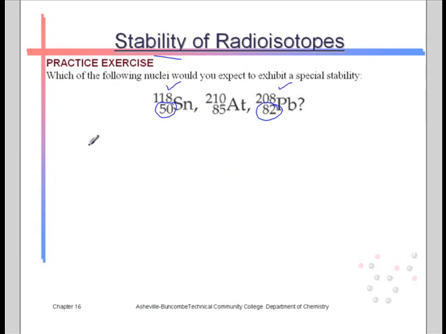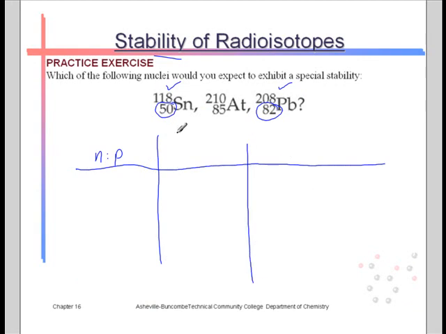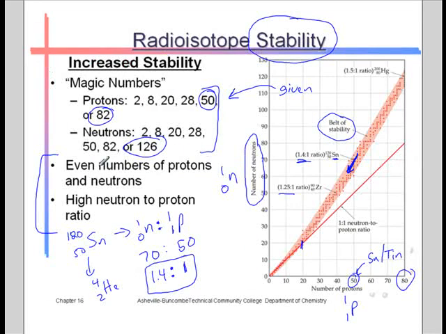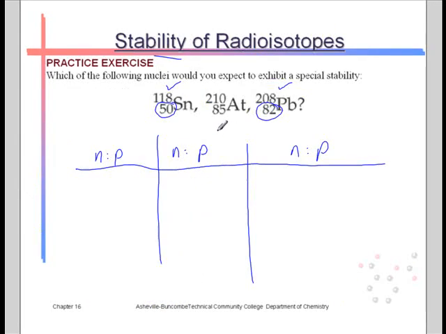And again, I'm not going to have you memorize the numbers. I would actually give you the magic numbers if I want you to use them. But you will have that chart showing the band of stability, and then the other two bullets on this list, the even number of protons and neutrons and the high neutron to proton ratio. You should be able to use that kind of information in conjunction with the chart here to predict the stability of these guys.